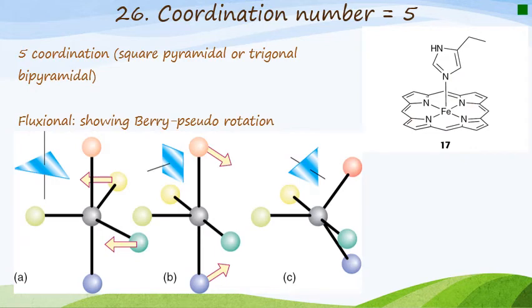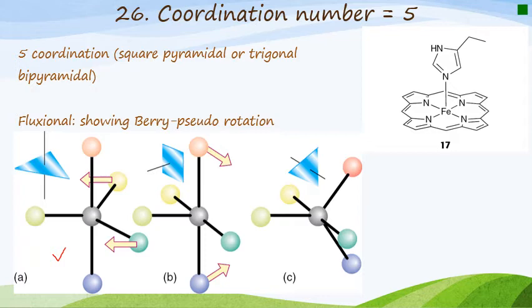If we move on to coordination number 5, the most common geometry you're familiar with is the trigonal bipyramid, and we also get something called square pyramid. What happens with a trigonal bipyramid is that sometimes it can rearrange itself to become a square pyramid. This rearrangement is called Berry pseudo-rotation, and in diagram A over here, you have your typical trigonal bipyramid.